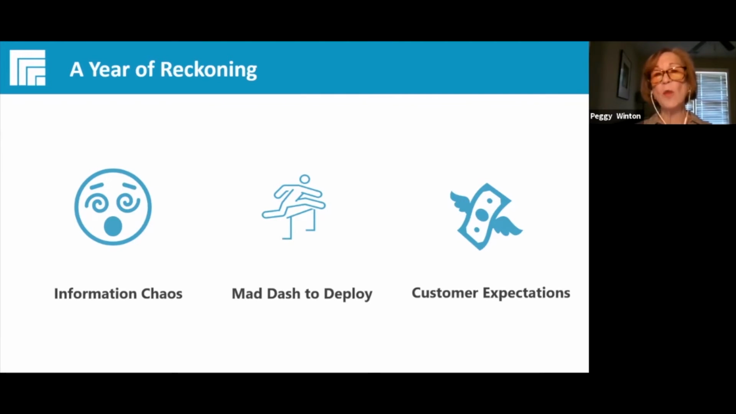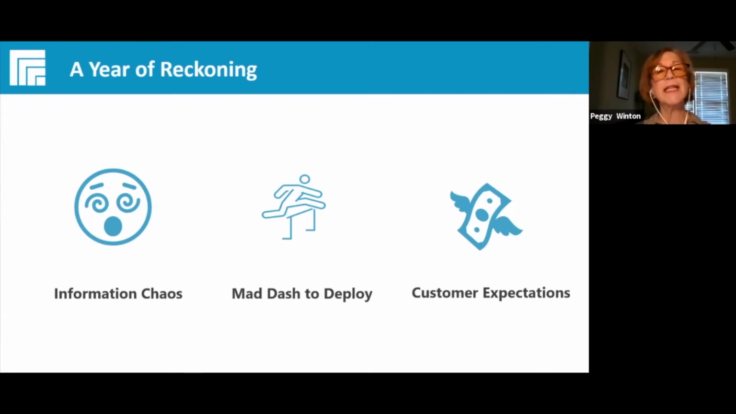And finally, we all feel increasing customer demands and customer expectations. The pandemic-induced demand for convenience and availability is going to outlast all of this. And we've just simply got to deliver products and services faster than ever before.